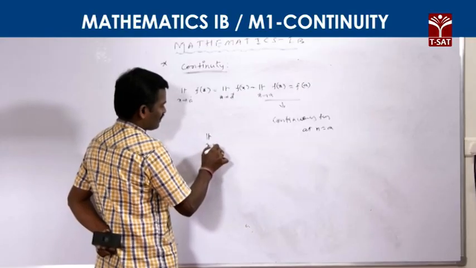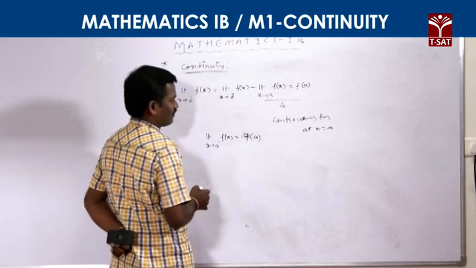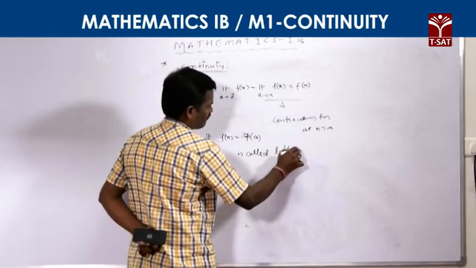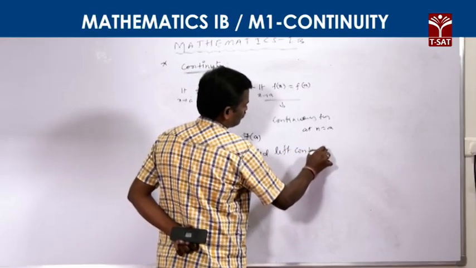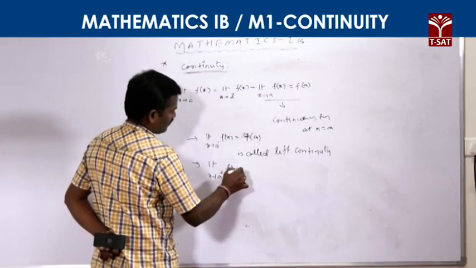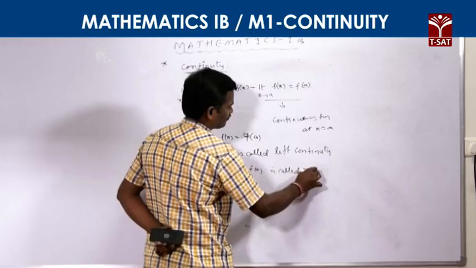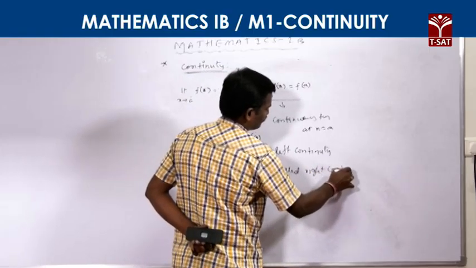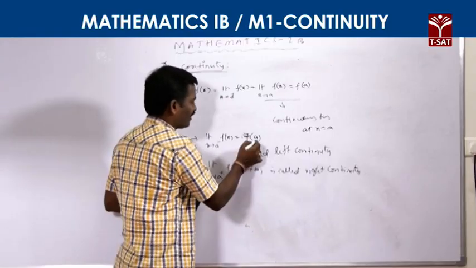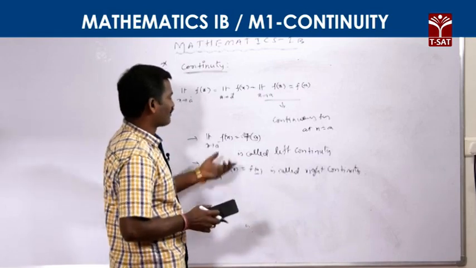Limit x tends to a minus f of x equals f of a is called left continuity. Next, limit x tends to a plus f of x equals f of a is called right continuity. So if both are equal at a particular point a, the given function is a continuous function. Otherwise it is discontinuous.